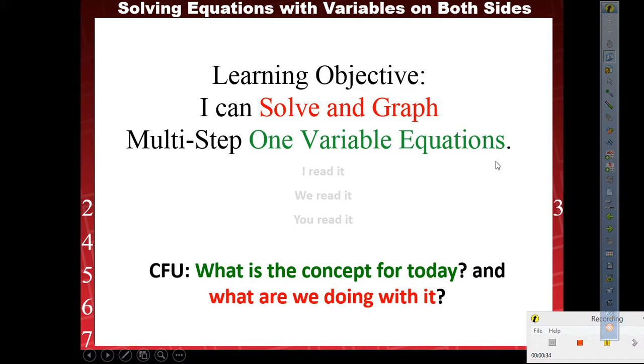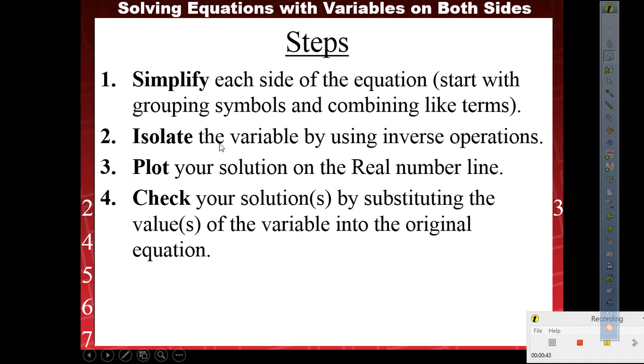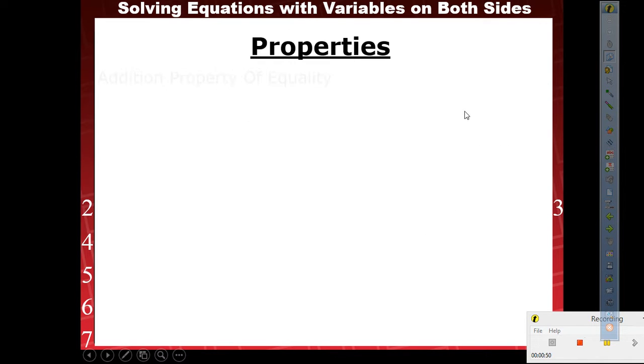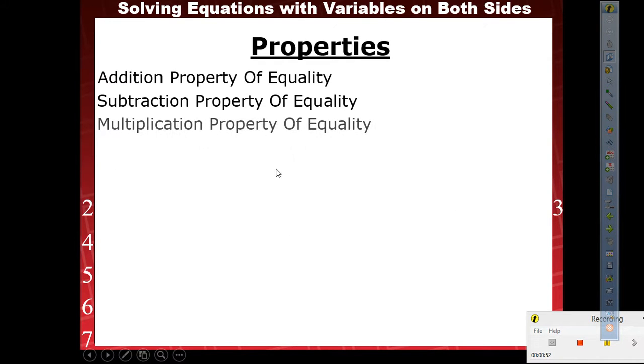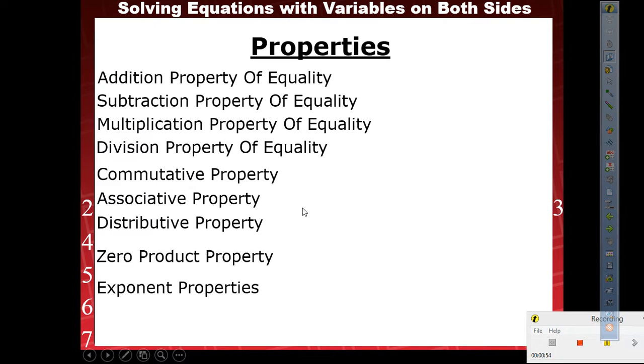We already know what one-variable equations are, so we don't need a Frayer model. We also know the steps, is that correct? Simplify, isolate, plot, and check. Remember that? So, copy this down, please. Example, don't copy these, but these are the properties that we've been covering so far.